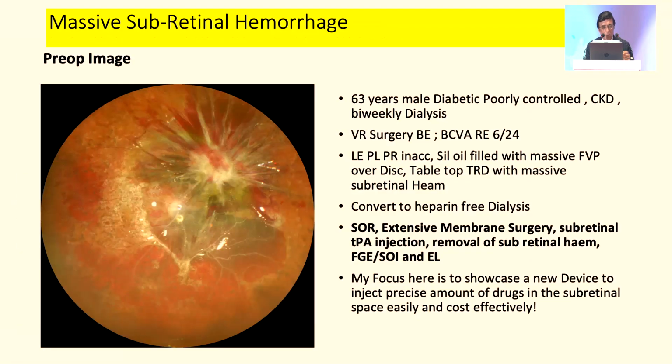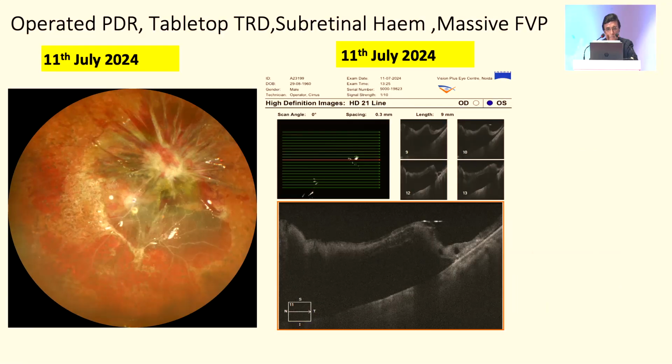Now, here I am going to present a relatively new method of improvisation which I have done. This was a 63-year-old male diabetic, poorly controlled. Vitrectomy surgery had been done in both eyes. Best corrected visual acuity was 6/24 in the right eye. The left eye was inaccurate. So we decided to do a silicone oil removal, extensive membrane surgery, subretinal TPA injection, and removal of subretinal heme with a silicone oil exchange. So this is how the patient looked. This was last year when he presented to us.